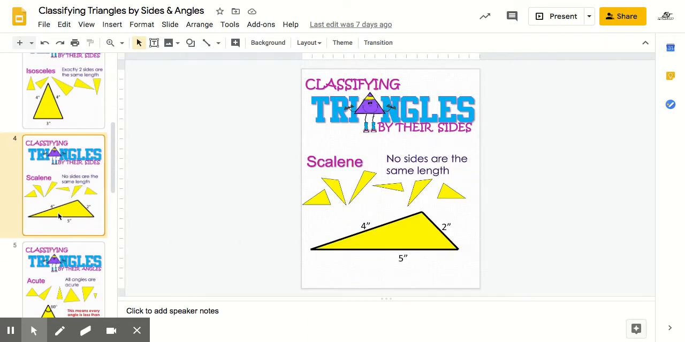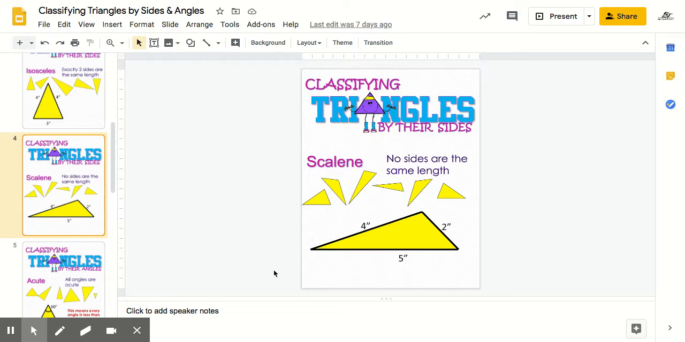Next type of triangle is a scalene triangle. A scalene triangle just means that no sides are the same length. So if we have this triangle down here, this side is equal to 2 inches, this side is equal to 4 inches, and this side is equal to 5 inches. None of those sides are equal to each other, so this is considered a scalene triangle.